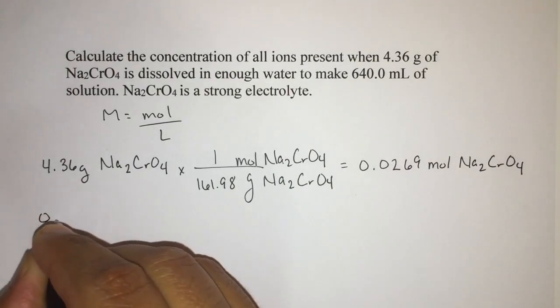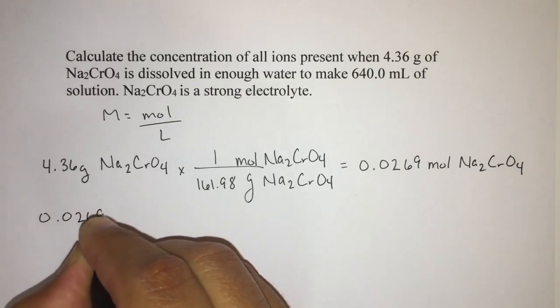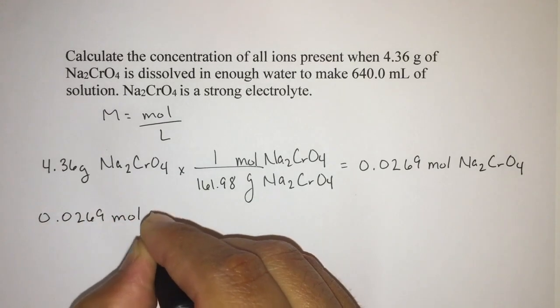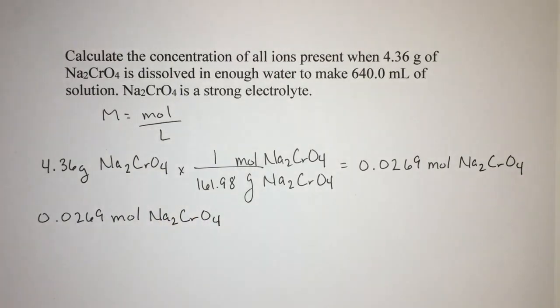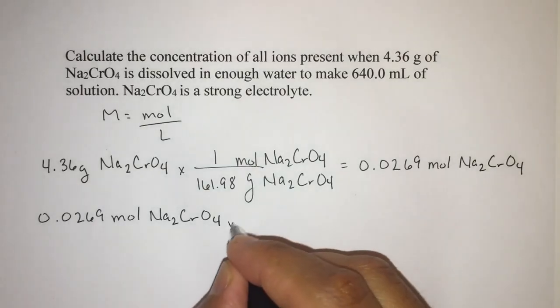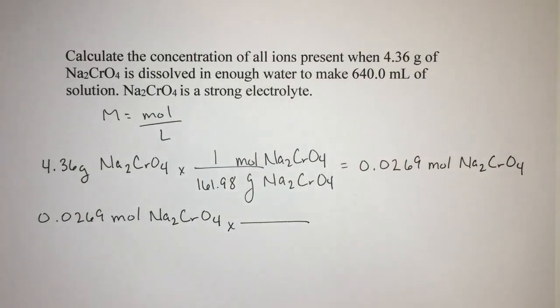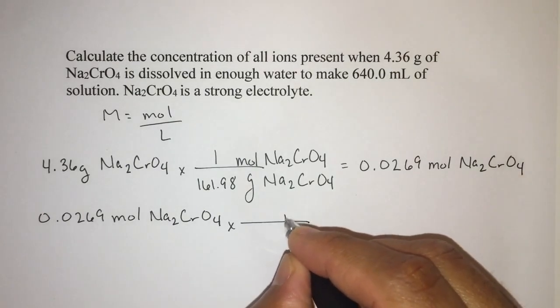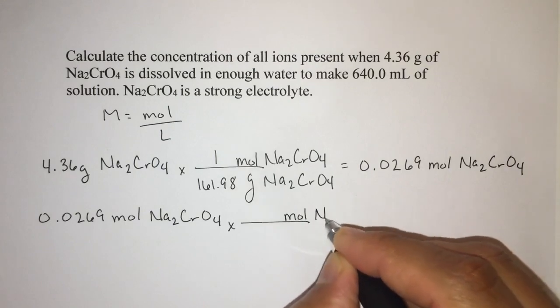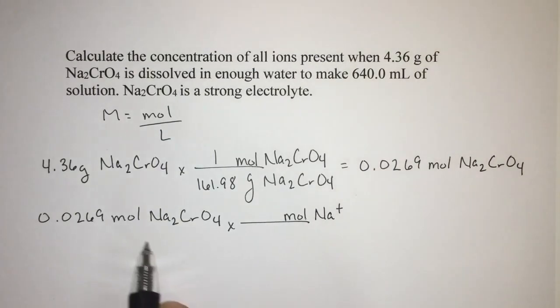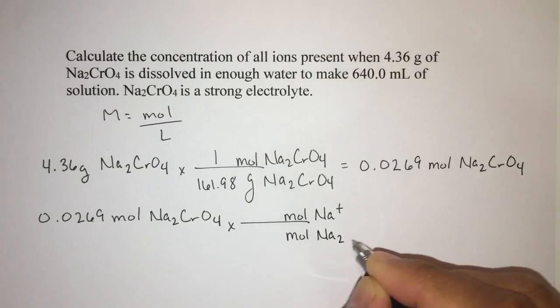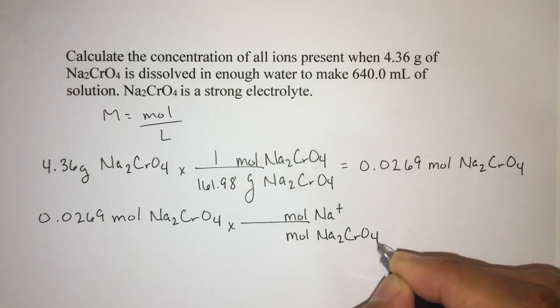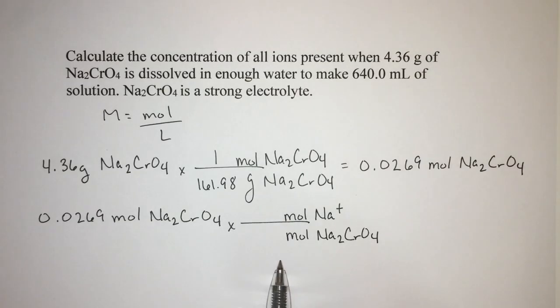So we start with our moles of compound. And what we're going to do is go find the moles of the ions present. Let's start with the first ion, the cation sodium. So let's convert to moles of sodium, Na+. Let's cancel the mole of the Na2CrO4.